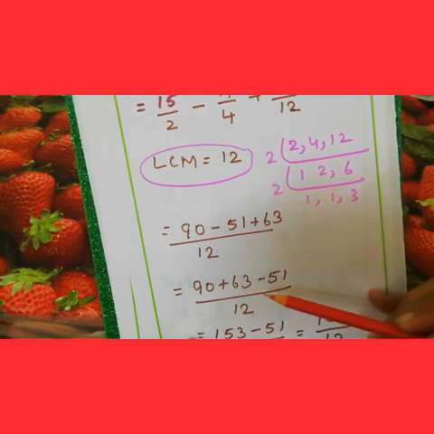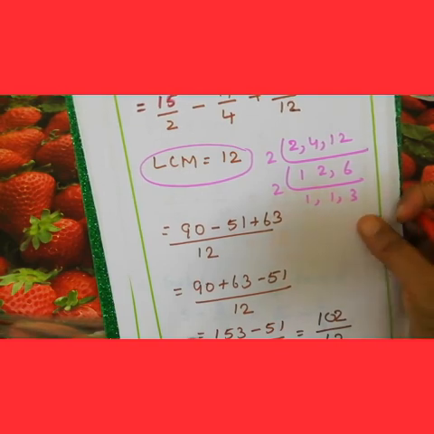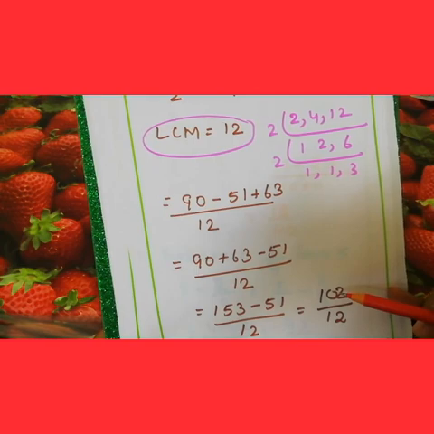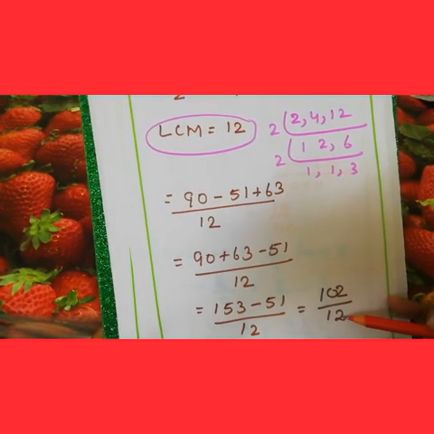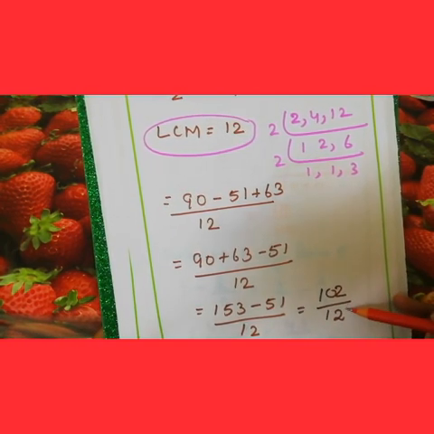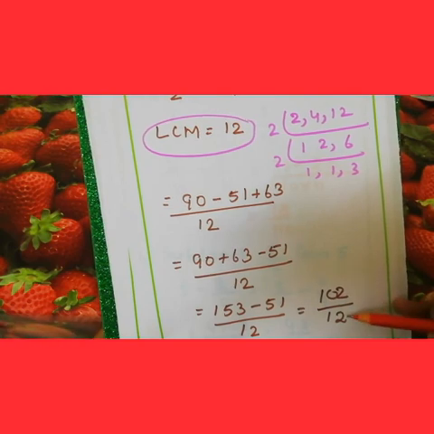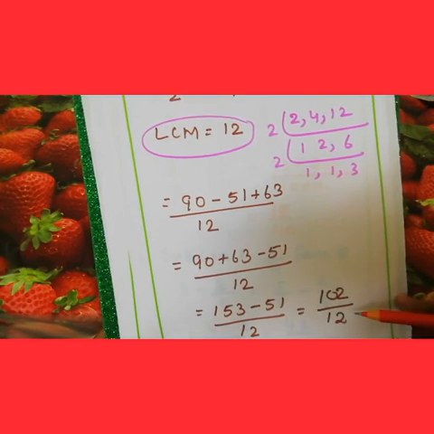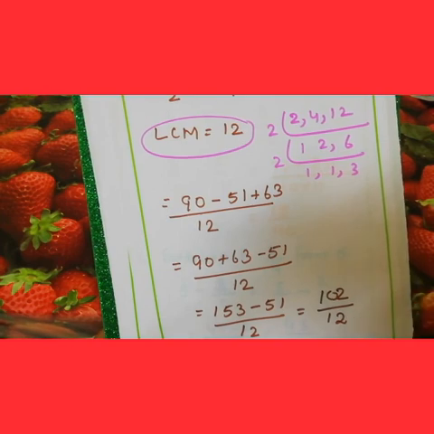So finally, by either method, you are going to get the final answer 102 divided by 12. This is the final answer, but if you want to reduce it, you can reduce it with a common number. 102 and 12 are divisible by 2. So you can reduce it into the lowest form also.